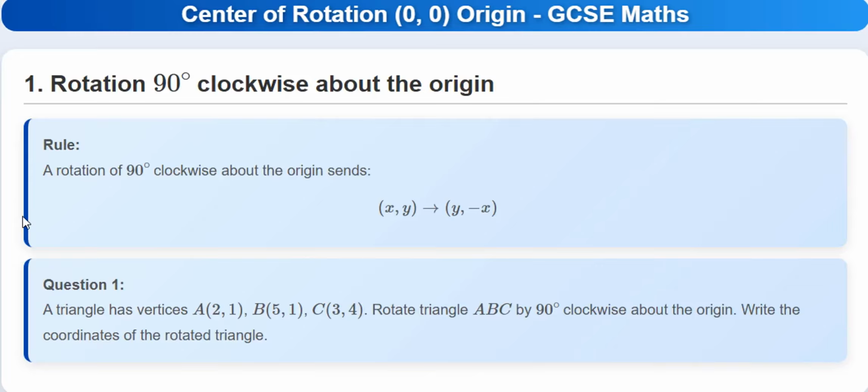The first rule of rotation about the origin is that if you are told to rotate a figure 90 degrees clockwise about the origin, the x and y coordinates interchange. For example, if we have (x, y), now it changes to (y, x), but now the x is negative. You put a negative on the x. Let's apply this in a question so you see what I mean.